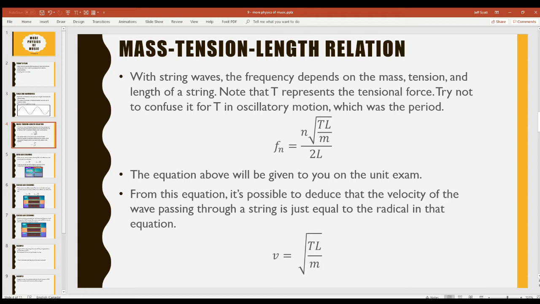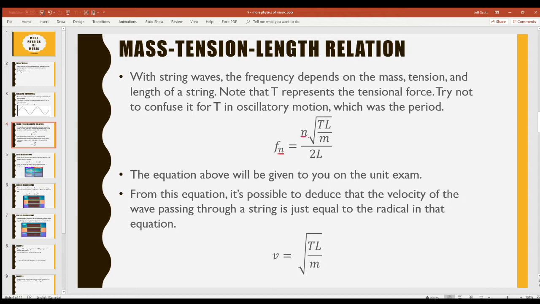So T again represents the tensional force. Don't confuse it with T that we did earlier on in oscillatory motion, which was the period, right? In this case, the capital T we're using is actually the tensional force. So your frequency for a harmonic number of n is equal to n times the square root of TL over m, divided by 2L.